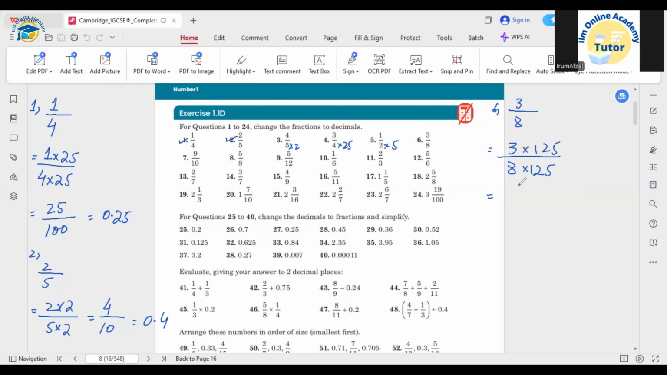I will let you know the long division as well, in which you can change. Otherwise, you can use this method. So 125 three times would be 375. And if I multiply 125 by 8, I get 1000. So according to 1000, we need to have three numbers after the decimal point. So we can write 0.375. There are already three numbers in the numerator, so after the decimal point, we are going to write down all these three numbers.